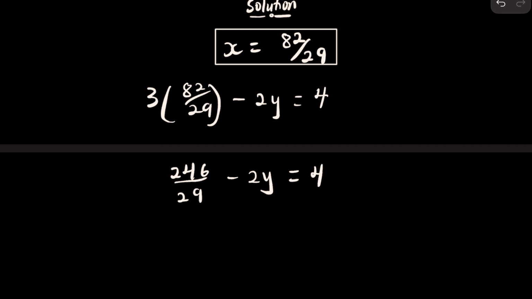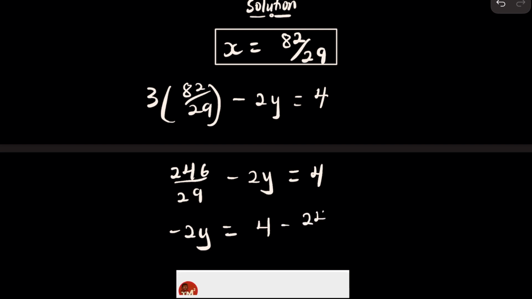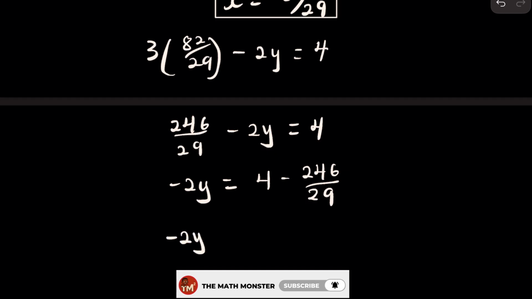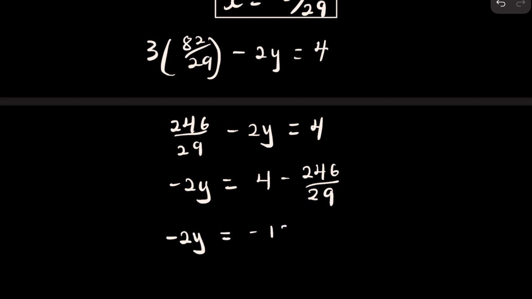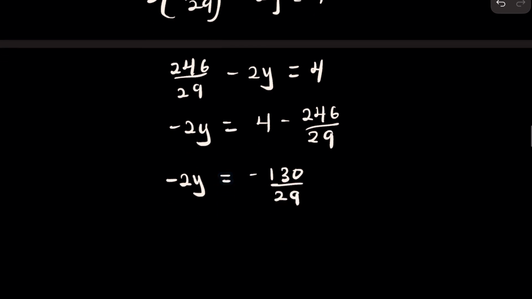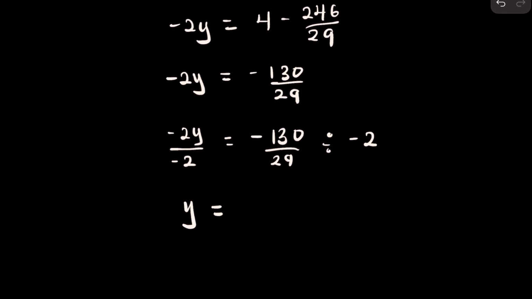Now let's solve for y. So we are going to have minus 2y is equal to 4 minus 246 on 29. Thus, we have minus 2y is equal to minus 130 on 29. So dividing through by minus 2, we are going to have minus 2y divided by minus 2 is equal to minus 130 on 29 divided by minus 2. y is equal to 65 on 29.